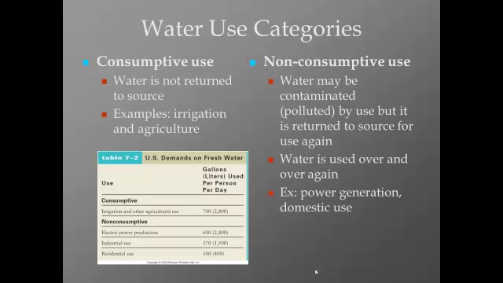Non-consumptive use is when the water is returned to its source to be used again, over and over. An example might be a power plant in which the water is taken from a waterway, used for cooling purposes within the plant, and then returned to that same waterway. That's non-consumptive. Be aware, though, that non-consumptive use may result in water pollution or degradation because we may have added contaminants or something to that water as we return it to the waterway.